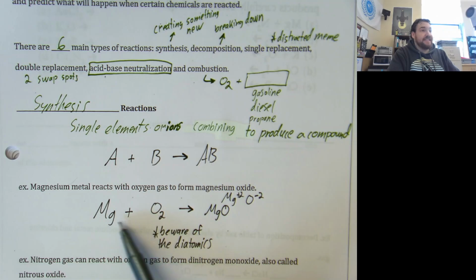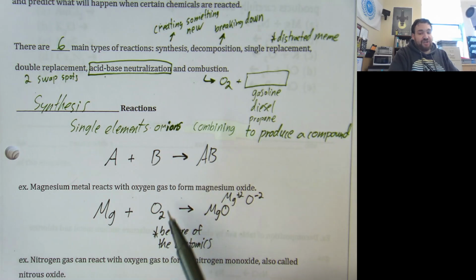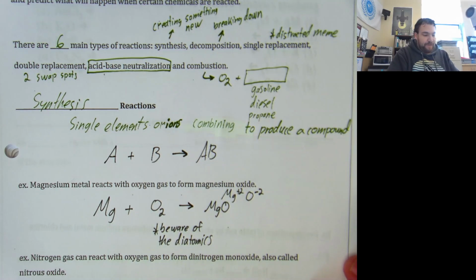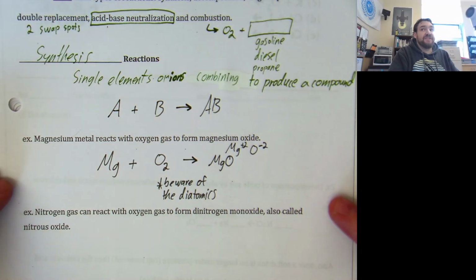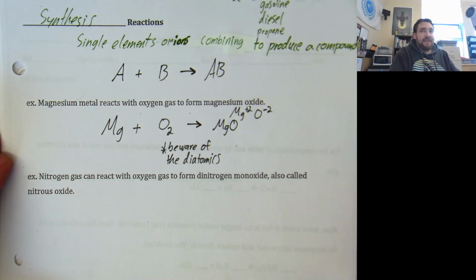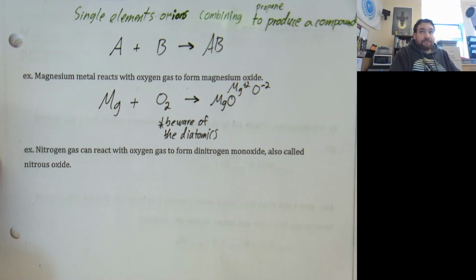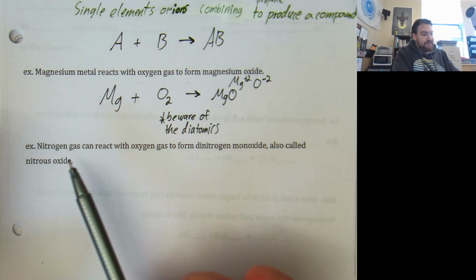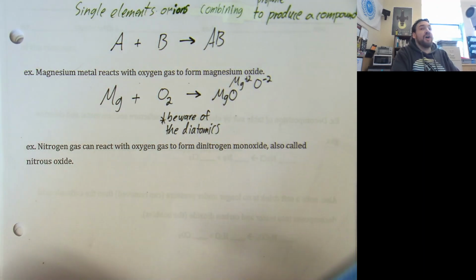So this thing is unbalanced, but this is the correct skeleton equation. That's an example of a synthesis reaction. I took 2 elements, I combined them, I got a compound. Next one. Nitrogen gas can react with oxygen gas to form dinitrogen monoxide, also called nitrous oxide, also called NOS.